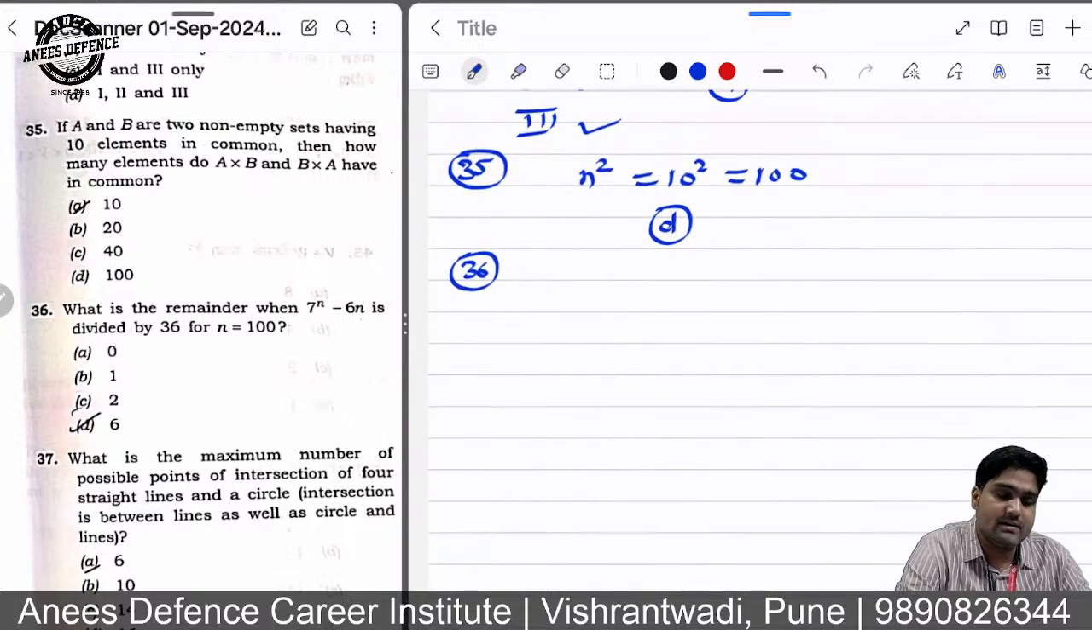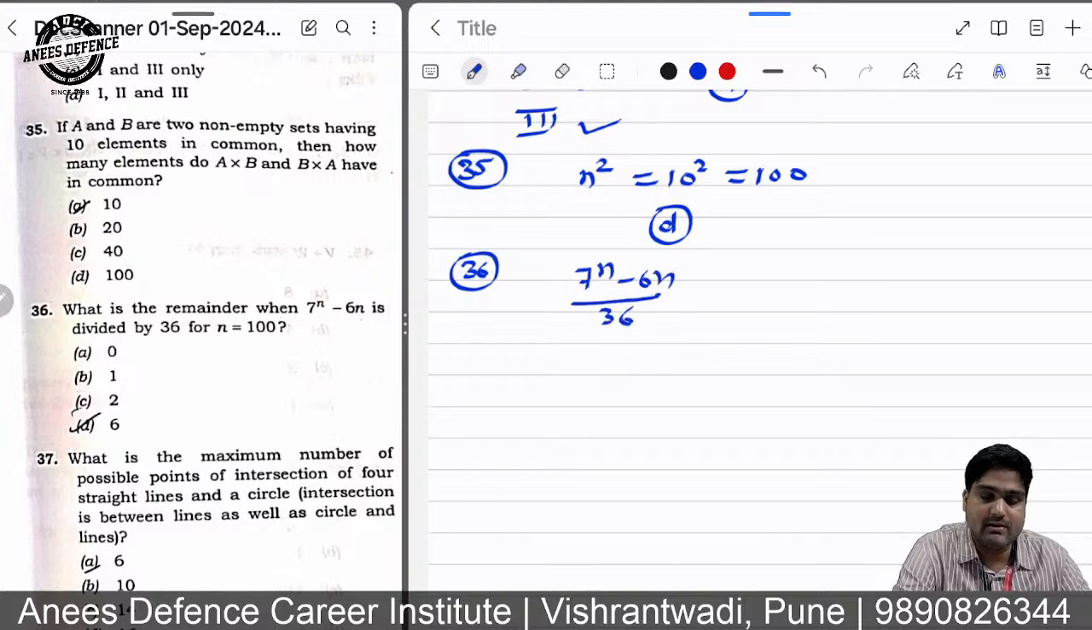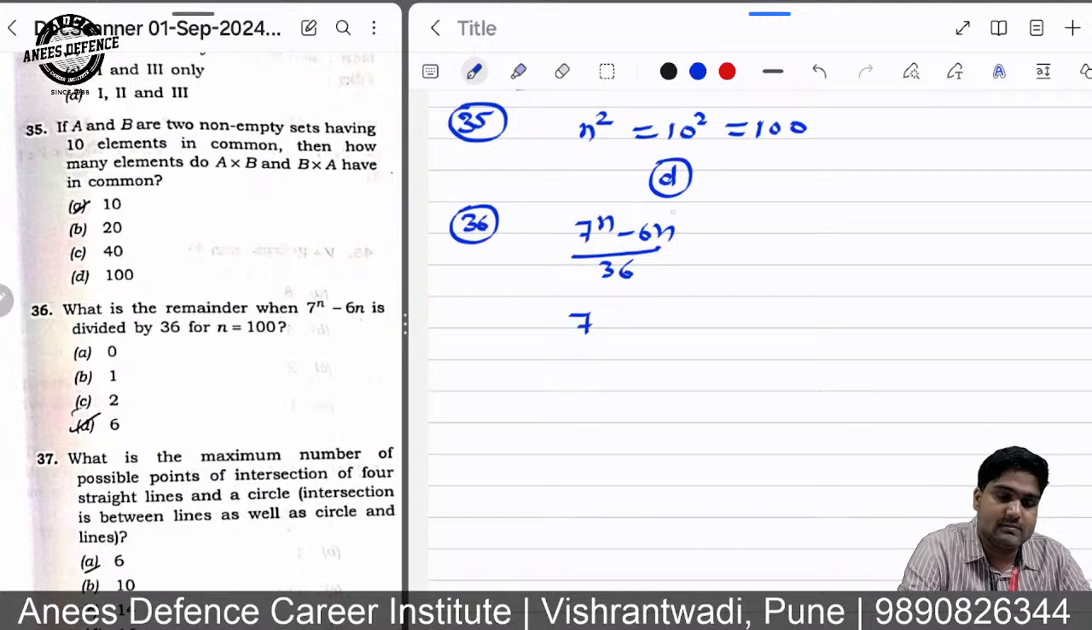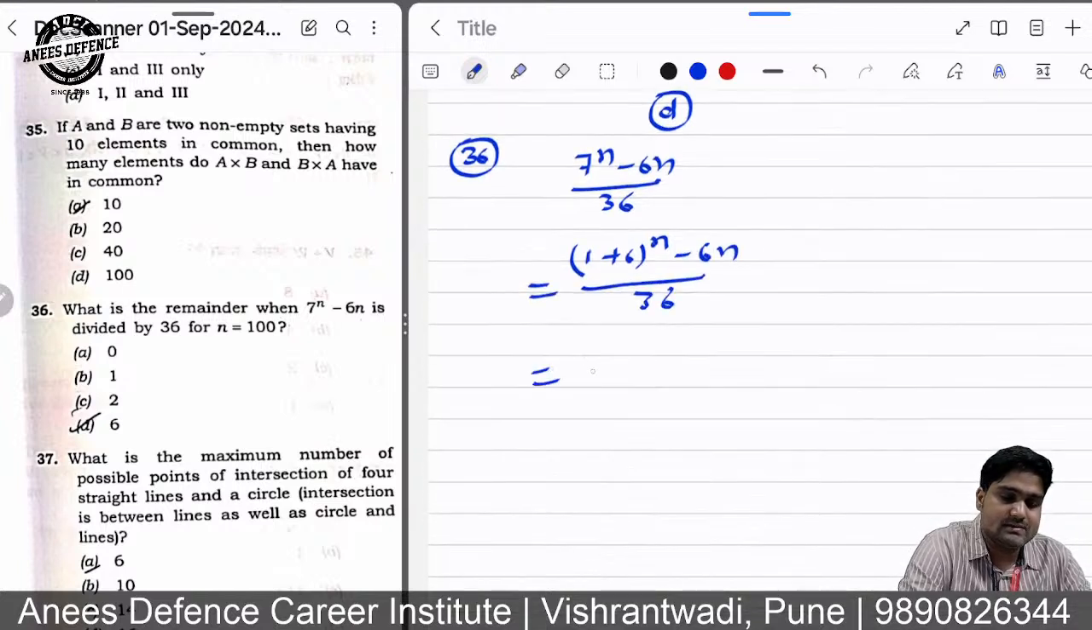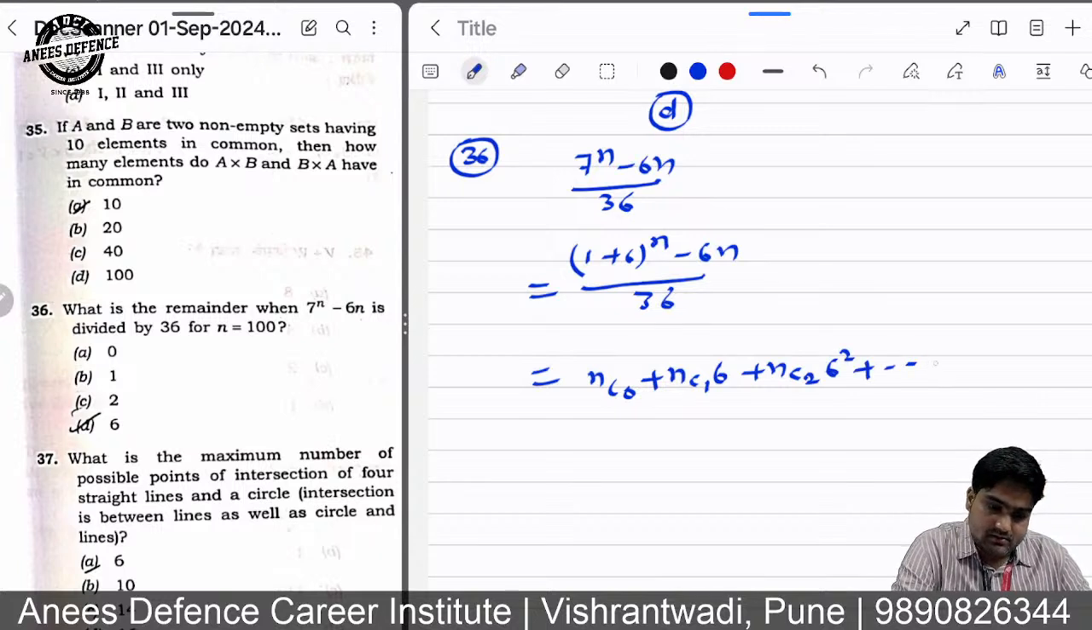In this question, we need to find the remainder when 7 raised to power n minus 6n is divided by 36. Here n is given as 100. So we can write 7 as 6 plus 1, or 1 plus 6. (1 plus 6) raised to power n minus 6n upon 36. Now apply the binomial expansion. So nC0 plus nC1 x plus nC2 x square and so on. Here x is 6, so we can put x as 6: nC2 6 square, and so on. Here n is a positive integer, so up to nCn 6 raised to power 100, minus 6n.